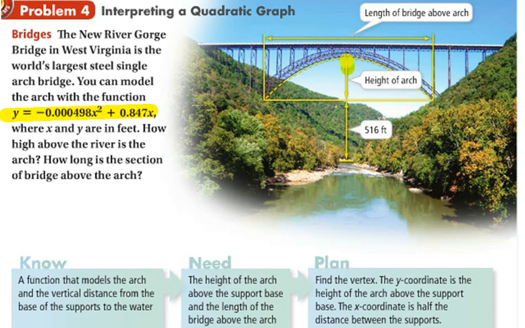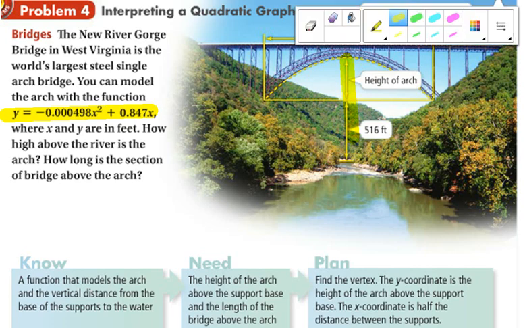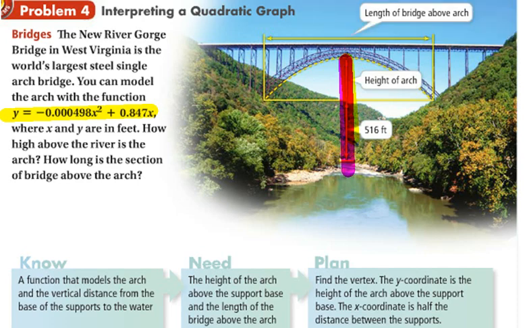They want to know how high from there to there. I guess I need a different color highlighter though. Let's do pink. Here we go. How high from the river is that arch? So that's the first question. And the second question is, how long is the section of bridge above the arch? So there's the arch, there's the arch. They want to know, how long is this right here, the road?